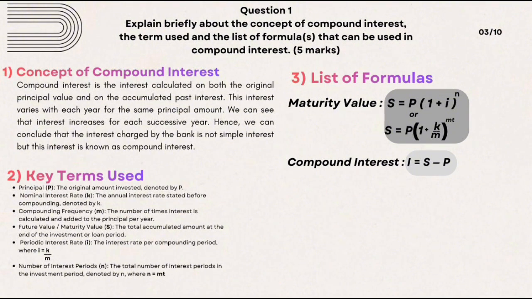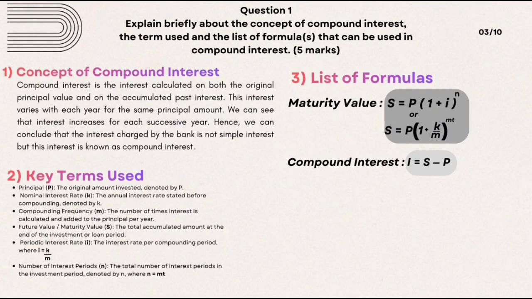First is the principal, which is the original amount invested or borrowed, denoted by P. Next is the nominal interest rate, which represents the annual interest rate stated before compounding, denoted by letter K. We also have the compounding frequency, which is the number of times interest is calculated and added to the principal per year, denoted by letter M.